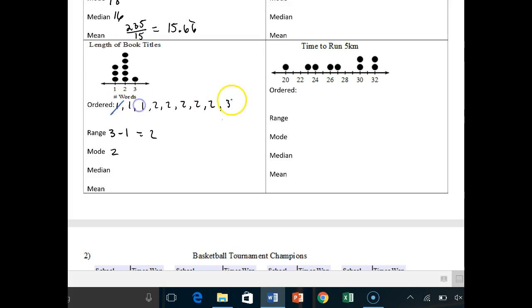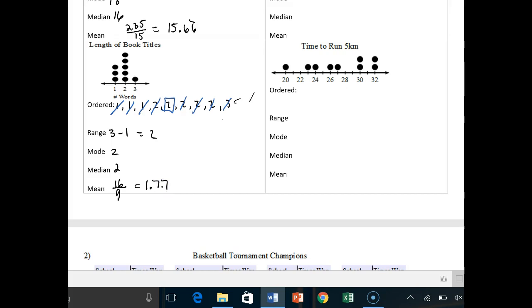The median, 1, 1, 2, 2, 3, 3, 4, 4, turns out to be 2 as well. And then the mean is all those added up divided by how many there are. I have 1, 2, 3, 4, 5 twos, so that's 10, plus 3, plus 3. So 16 total divided by 9 data points, and it gives us about 1.77, right?